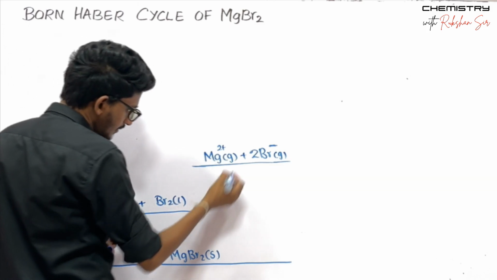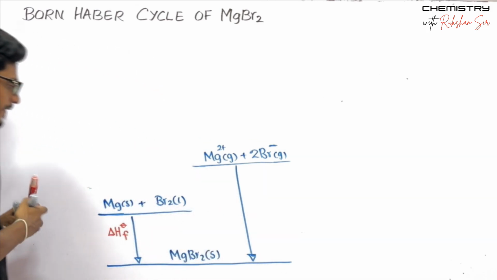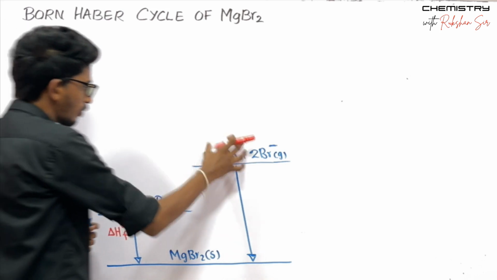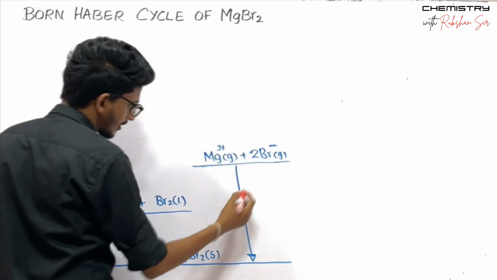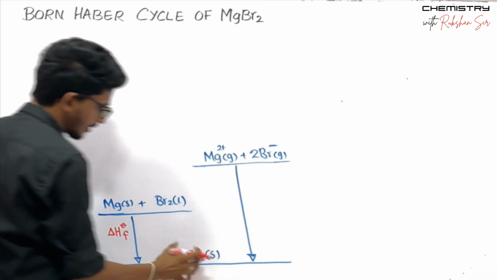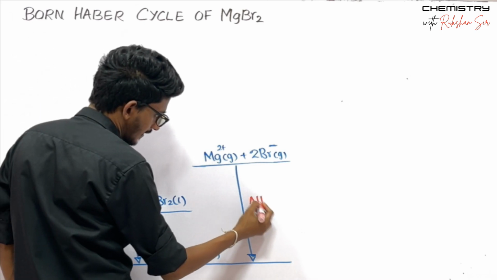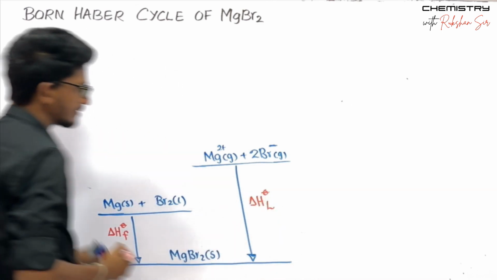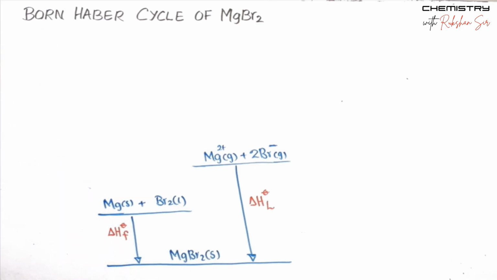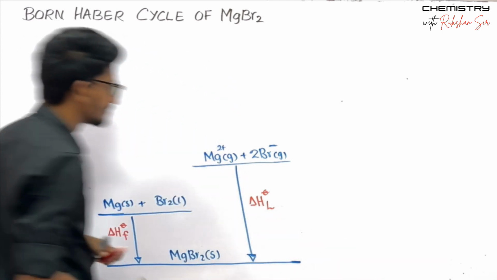So this is related via the lattice formation enthalpy. With the constituent gaseous ions, you are forming the solid ionic lattice once more. So that is the lattice formation enthalpy, which has a negative value.